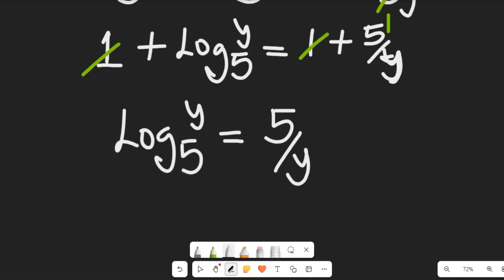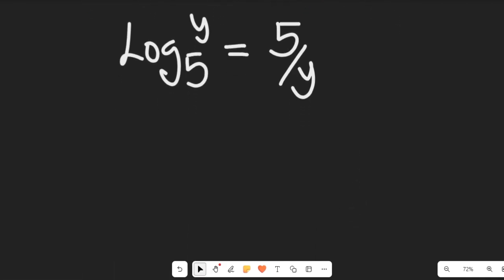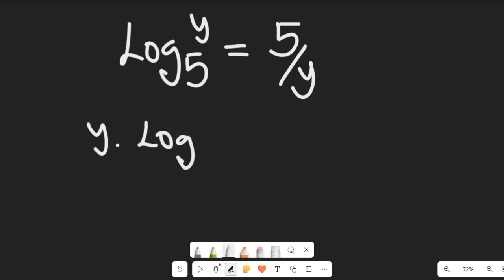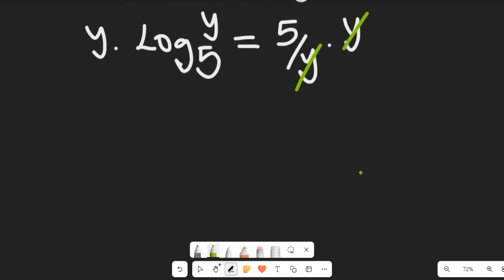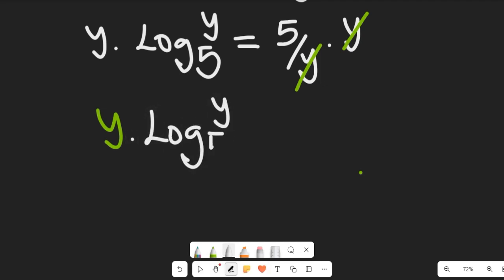So I'll have to simplify by multiplying both sides by y. If I multiply both sides by y, I'll have y multiplying the log of y base 5 equal to 5 divided by y multiplied by y. In this case, y will clear y, and then that expression will now give me y multiplied by the log of y base 5 equal to 5.